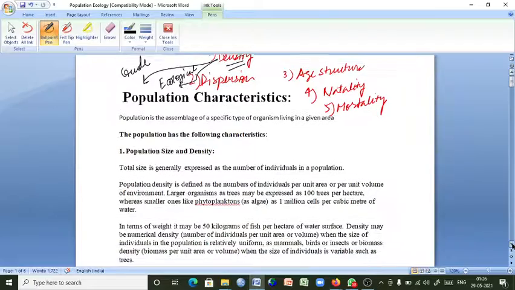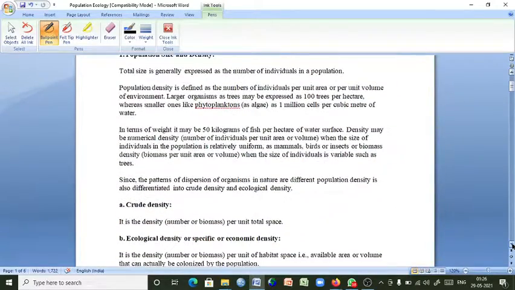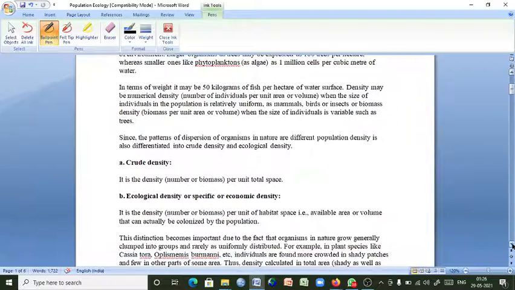To understand this, crude density is the number or the biomass or dry weight per unit of total space, and ecological density or the specific density is the density, number or biomass per unit of habitat space, that is the available area or volume that actually can be colonized by the population.